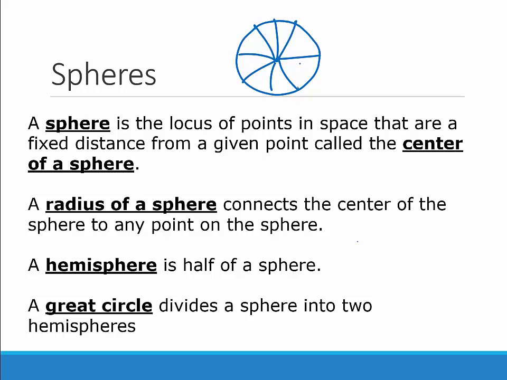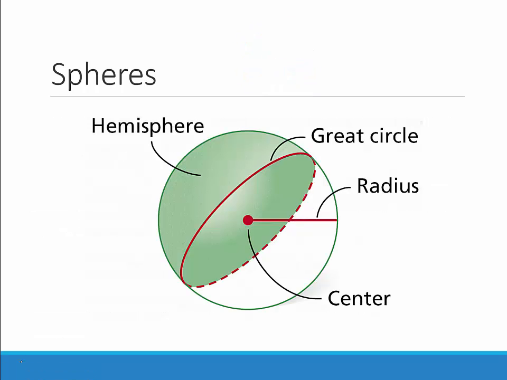A hemisphere is only half of a sphere, and a great circle divides a sphere into two hemispheres. So here's a picture. The whole thing coming out at you is the sphere. It has a center and a radius, just like a circle. Hemisphere is only half of it, and the great circle is the biggest circle you can get out of it. Remember, any of these cross sections will give you a circle, but the great circle is the biggest one, so it goes through the center of the sphere.